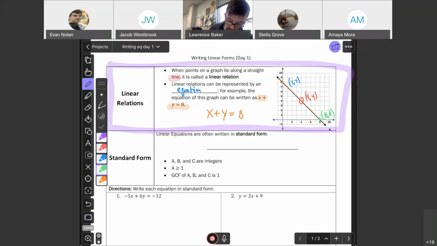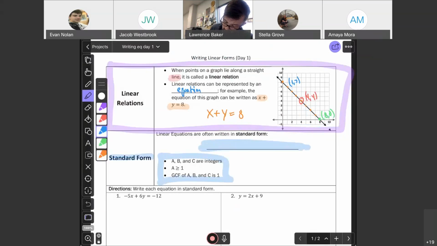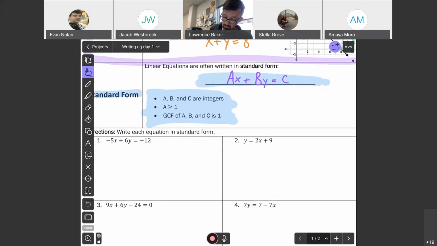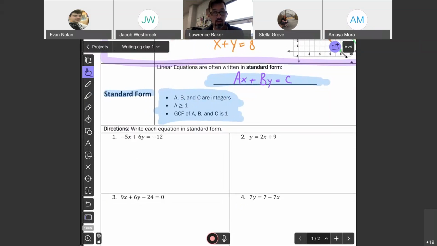Those of you who are writing this out by hand, I do want you to write this down: standard form, what it's going to look like, and then what the rules are. So standard form for an equation of a line is Ax plus By equals C. That's what standard form looks like. I wrote it that way very specifically, where the A, B, and C are capital letters, and x and y are lowercase letters.